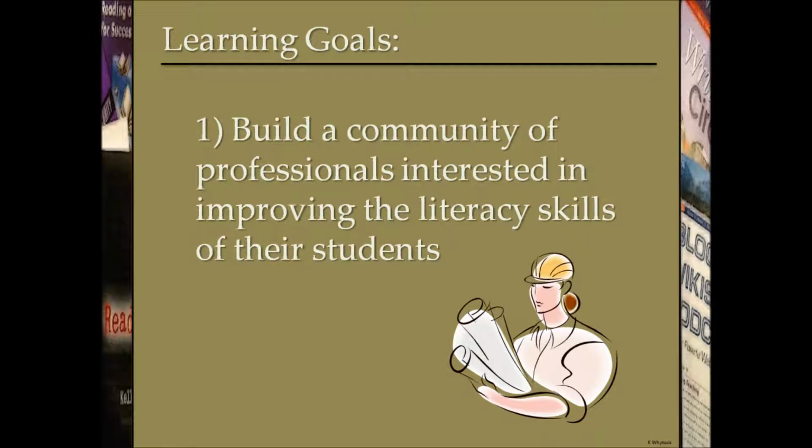Whenever I bring teachers together to work, I want to build community. And that's one of our goals today. I want to build a community of professionals interested in improving literacy skills of their students. We come together to learn, we come together to share, and that's key in moving our system forward.